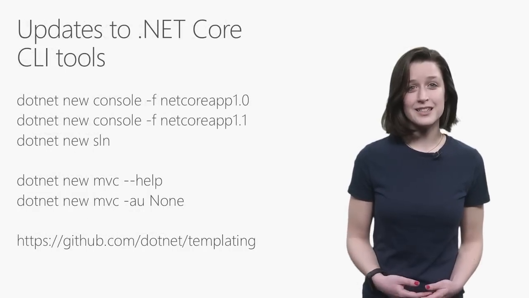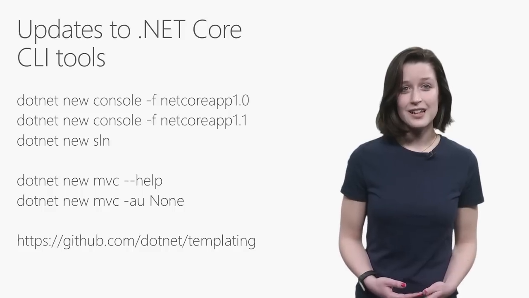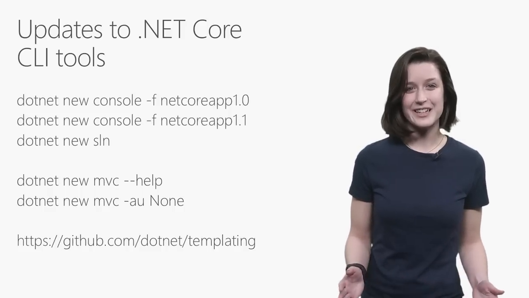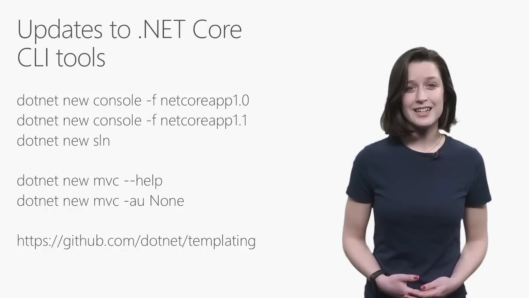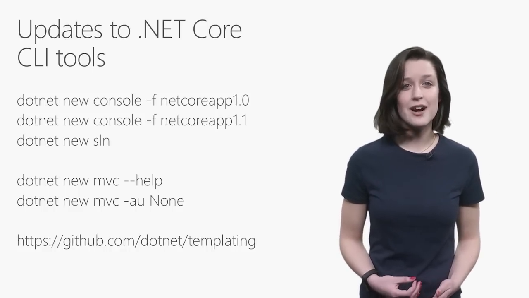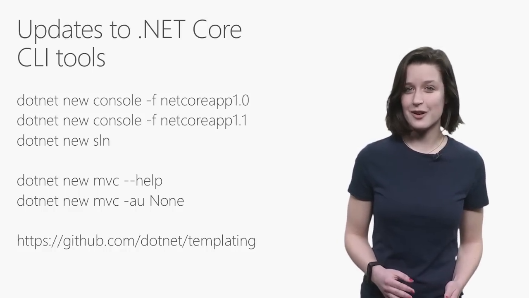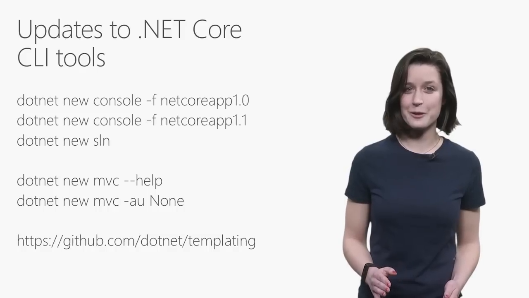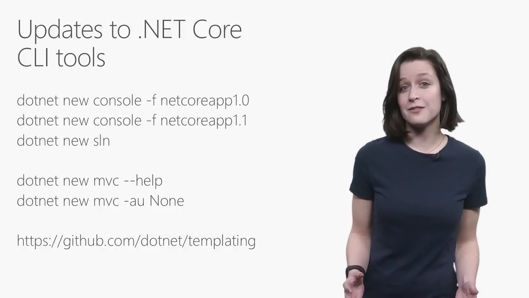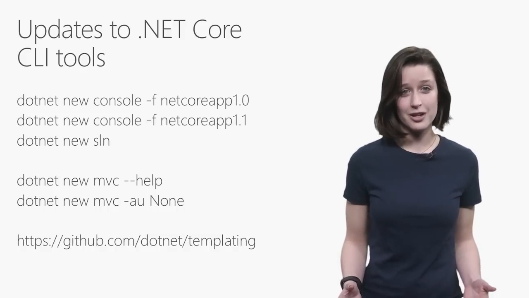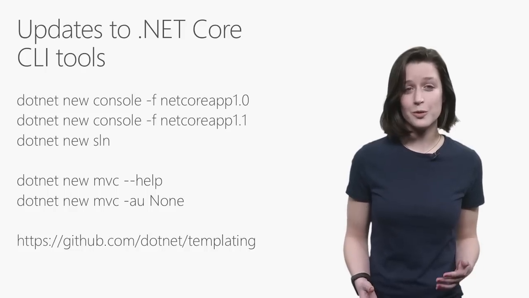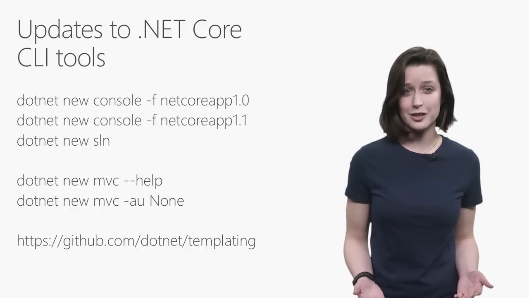Now I'll tell you about updates to .NET Core CLI tools. The .NET new experience got a makeover. Command line syntax was added to make it more expressive, meaning you can now execute something like dotnet new console -f netcoreapp1.1 to express which .NET framework version you'd like to initialize the project with. For example, if you had both 1.0 and 1.1 on your machine.